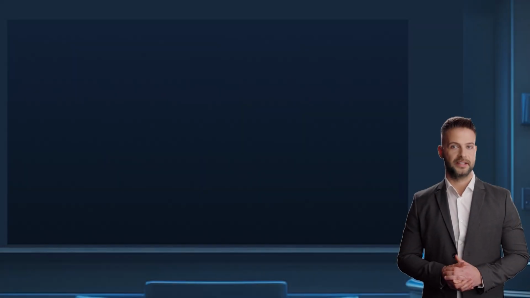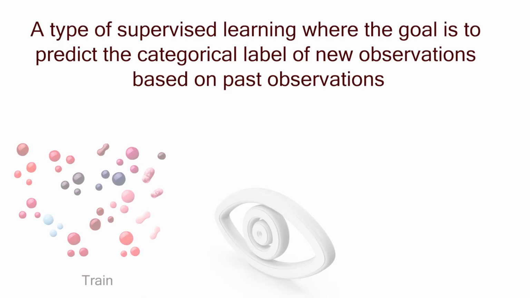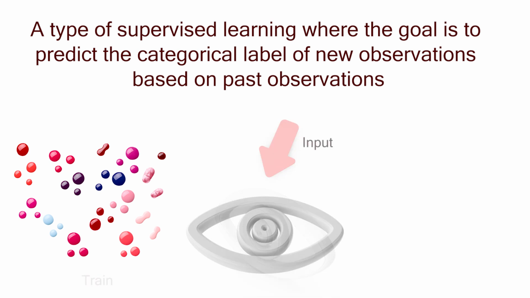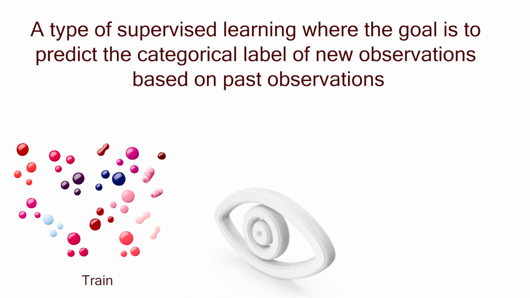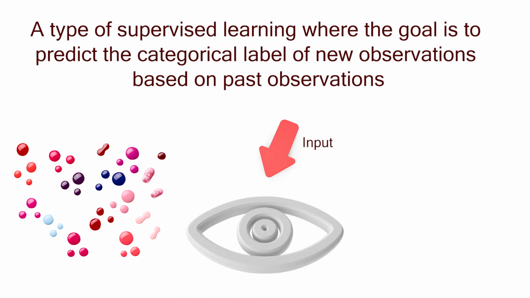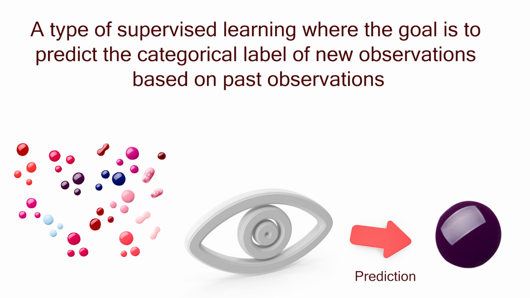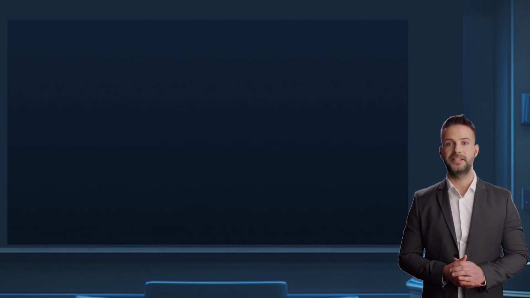What is classification? Classification is a type of supervised learning where the goal is to predict the categorical label of new observations based on past observations. In supervised learning, we have a data set that consists of input features and corresponding output labels. The model learns from this labeled data to make predictions on unseen data.